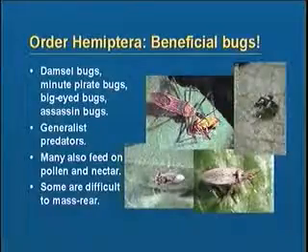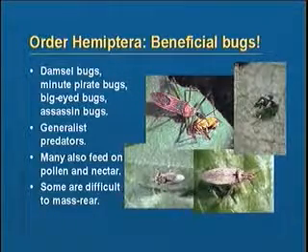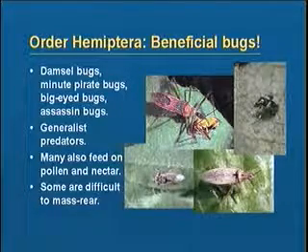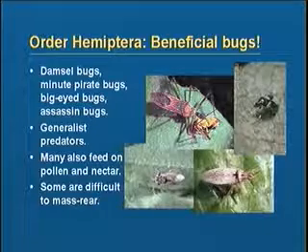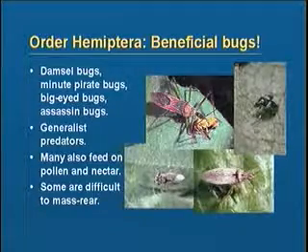Generalists feed on often any soft-bodied insect that they can get their mouth parts into. They can be cannibalistic. They can feed on each other in some cases. Many also feed on pollen and nectar. Some are difficult to mass rear. By mass rearing I mean the availability of beneficial insects from insectaries where they can actually rear the insect. It's like an insect farm. But some of these, like minute pirate bug, are very difficult to rear.